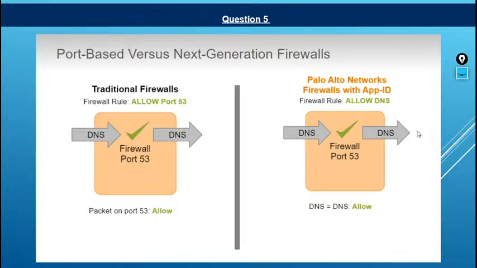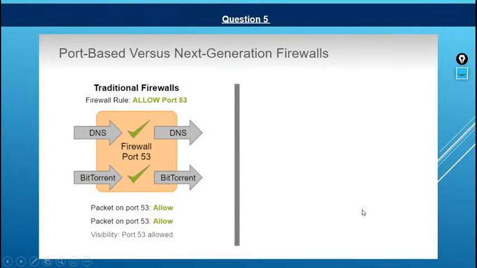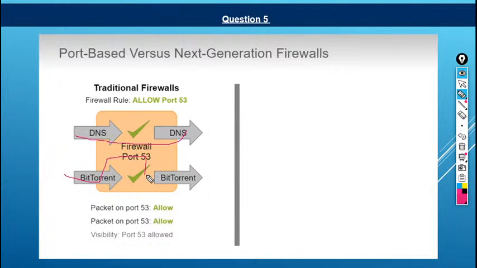So guys, now let's see in the next slide what happens with this. Suppose this legacy firewall is getting traffic on port number 53, one is DNS, another is BitTorrent traffic. This traditional firewall cannot filter on what type of traffic is going on port number 53. It will check only that the traffic is going through port number 53, so that traffic is allowed and we are going to permit it.